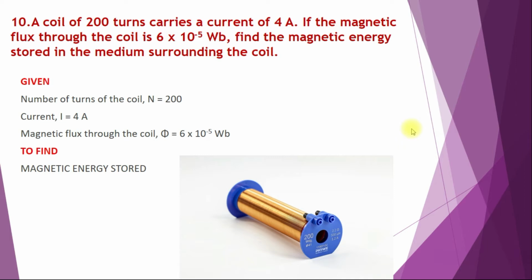Tenth problem. A coil of 200 turns carries a current of 4 ampere. If the magnetic flux through the coil is 6 into 10 power minus 5 Weber, find the magnetic energy stored in the medium surrounding the coil. So the given data is number of turns of the coil N is equal to 200, current flowing I is equal to 4 ampere, magnetic flux through the coil phi is equal to 6 into 10 power minus 5 Weber. We are supposed to find the magnetic energy stored.